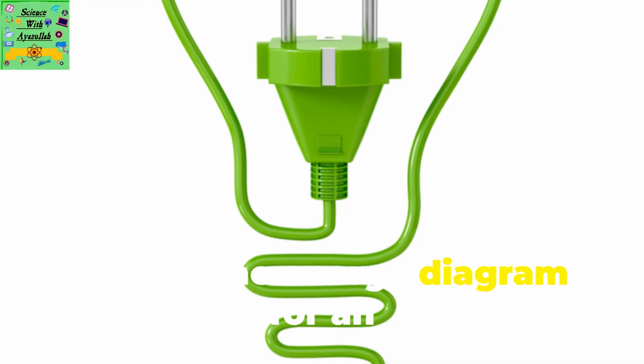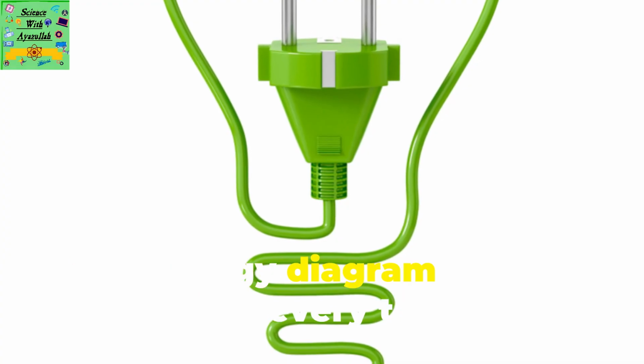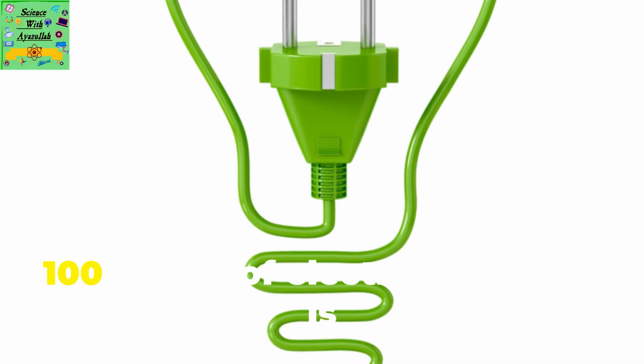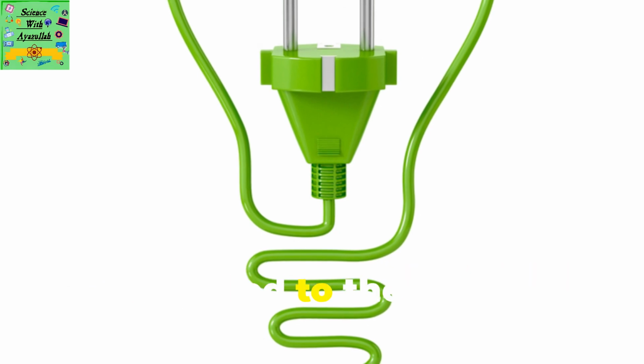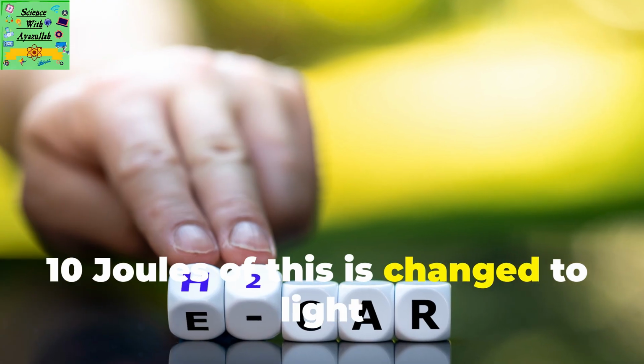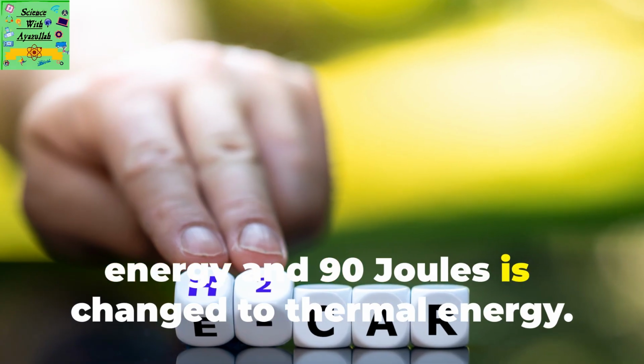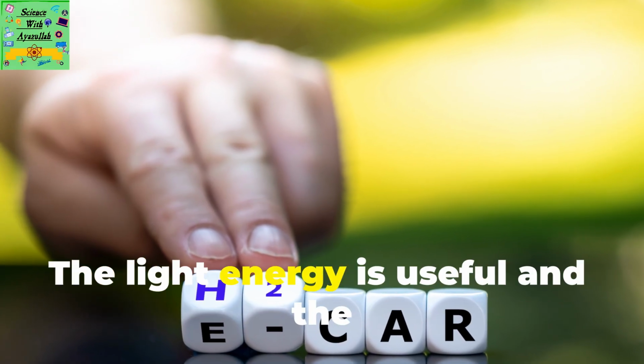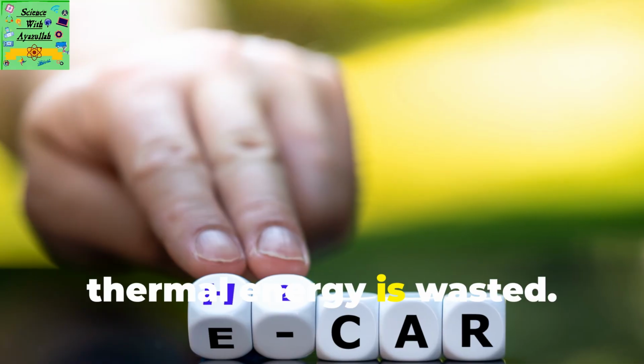Look at the energy diagram for an electric lamp. The energy diagram shows that every time 100 joules of electrical energy is supplied to the lamp, 10 joules of this is changed to light energy and 90 joules is changed to thermal energy. The light energy is useful and the thermal energy is wasted.